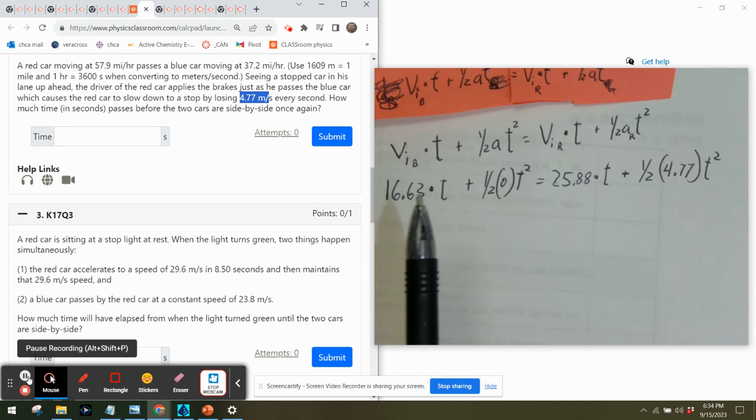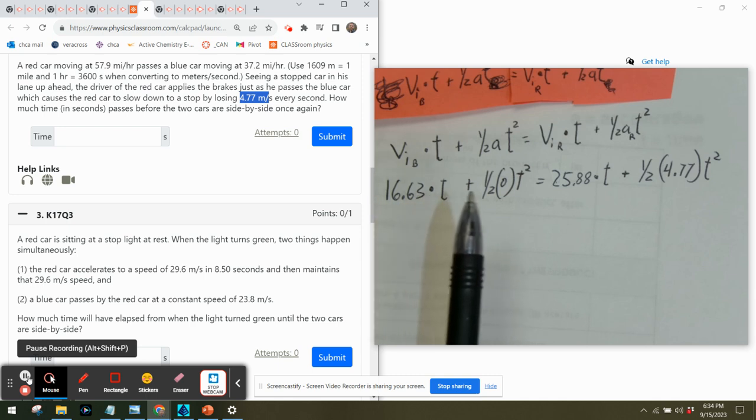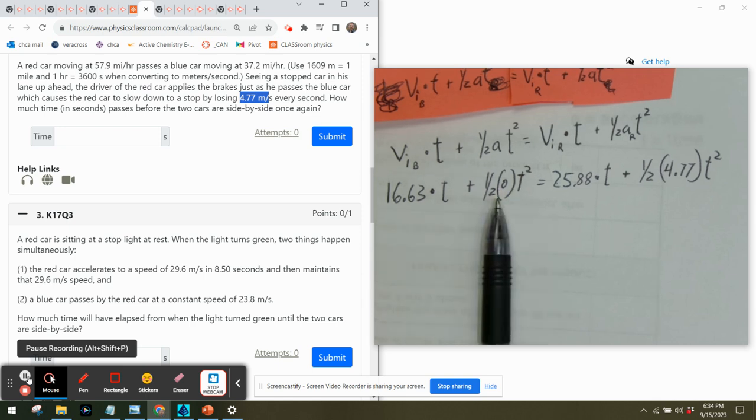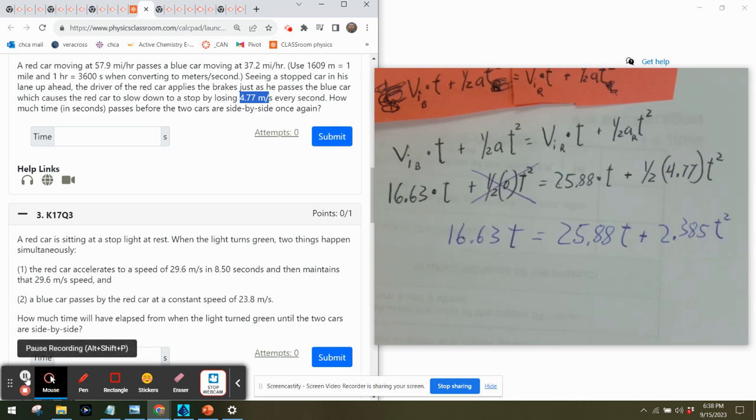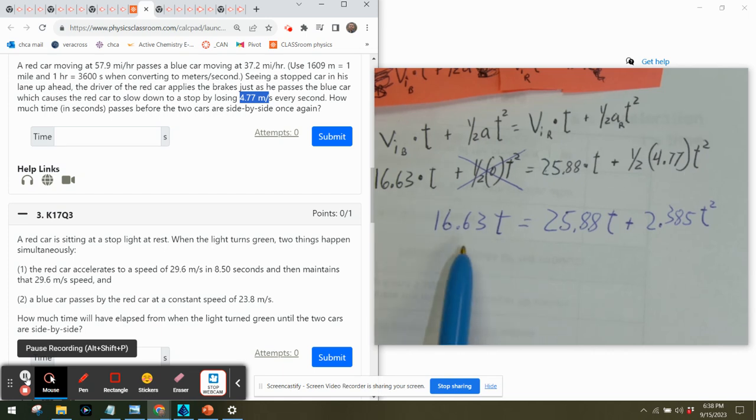We have the velocity of the blue car, unknown time. The blue car's acceleration is 0. Sorry about that, I'm back now. So we can start doing some basic algebra here, eliminating some things and simplifying. Here we've progressed down, and so we arrive at 16.63t equals 25.88t plus 2.385t squared.